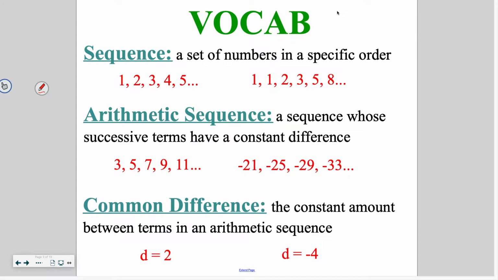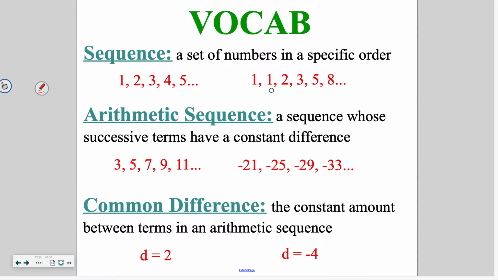First off, a sequence is a list of numbers in a specific order. So I've got a few different examples here. 1, 2, 3, 4, 5, very obvious, you're just going up by 1. Some patterns are a little bit more difficult to find.